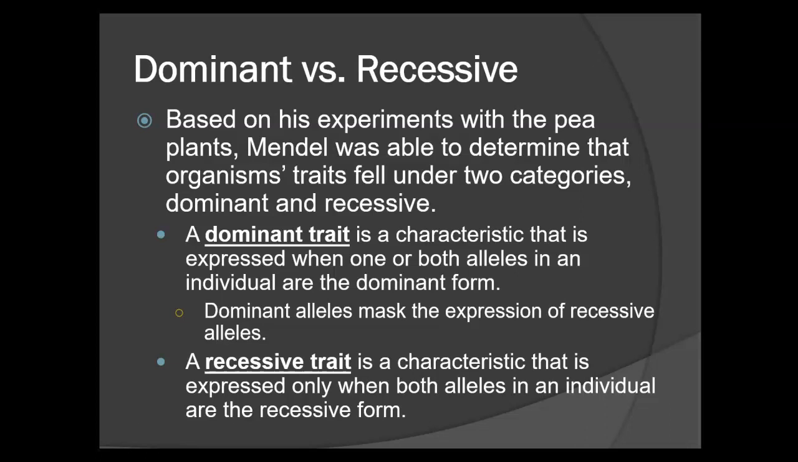What Mendel discovered as he worked with his pea plants was that an organism's traits fell generally into two categories, what we would call a dominant or a recessive trait. A dominant trait is a characteristic that is expressed when one or both alleles in an individual are in the dominant form. And dominant alleles, when they are present, mask the expression of the recessive allele.